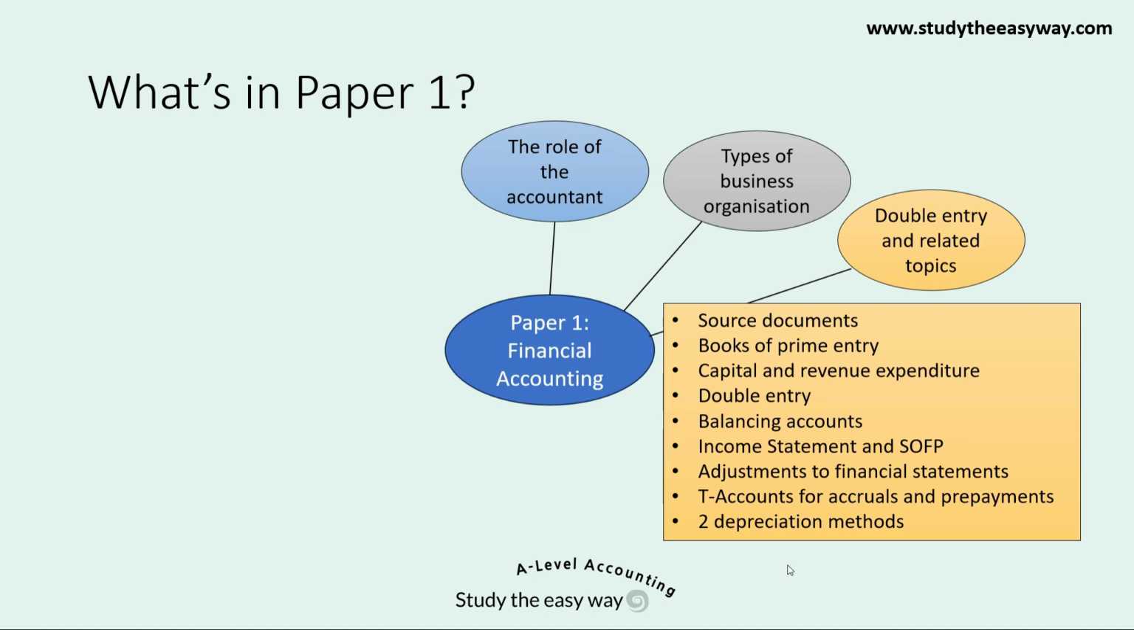This includes adjustments for depreciation, accruals and prepayments, irrecoverable debts, the recovery of irrecoverable debts, the provision for doubtful debts, disposal of a non-current asset, opening and closing inventory, sell or return goods, valuation of inventory, goods for own use, and there may be others that I've forgotten. Sometimes you might be required to show these adjustments in the relevant T accounts.